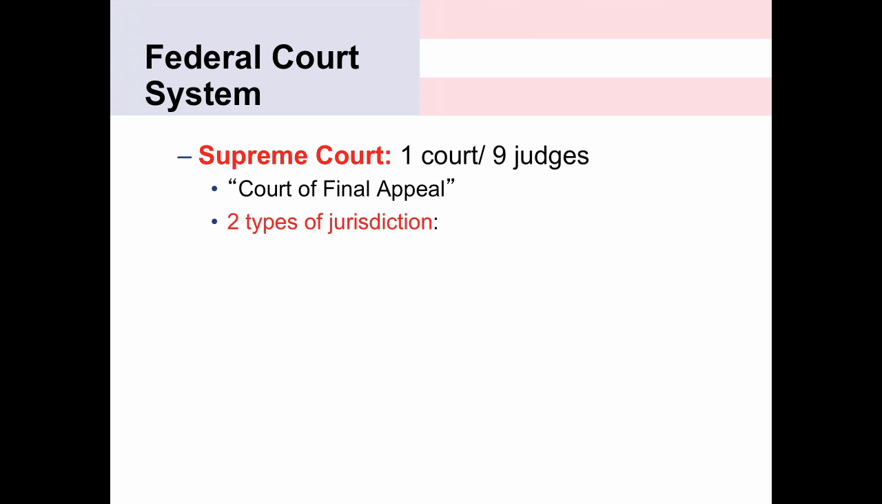Now, the Supreme Court actually has two types of jurisdiction. You'll want to know these. The jurisdiction simply means what kind of cases they can hear. And the first, and also the more rare one, is what we call original jurisdiction. When the court acts on its original jurisdiction, it typically acts as a trial court when a case is involved.